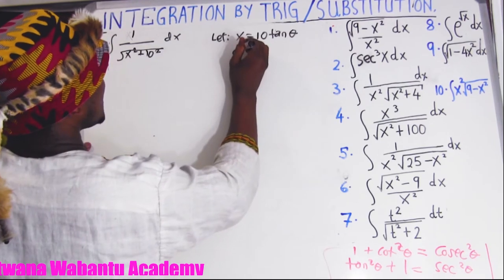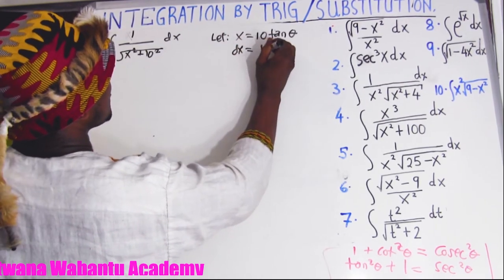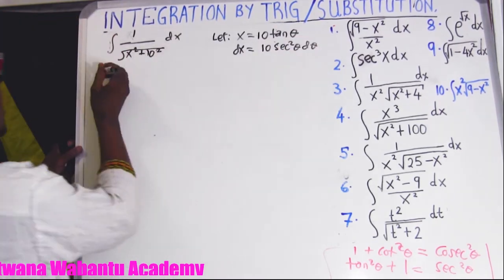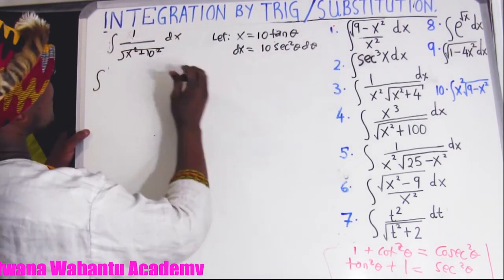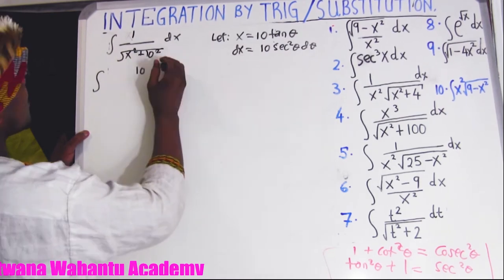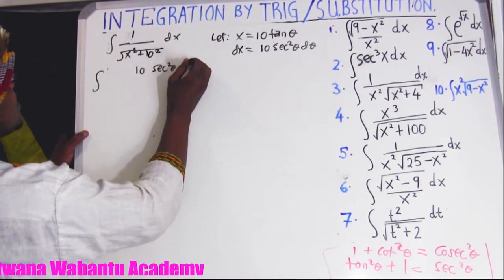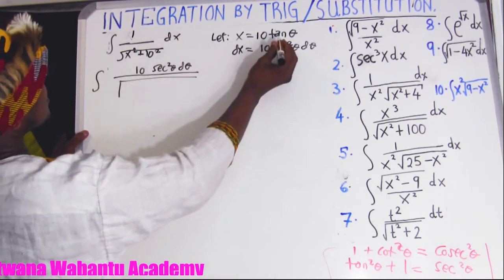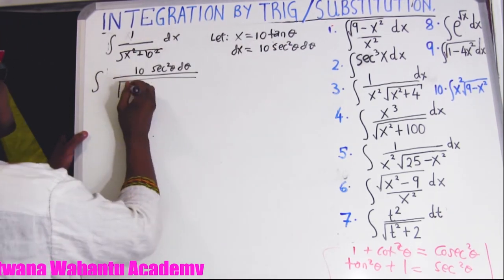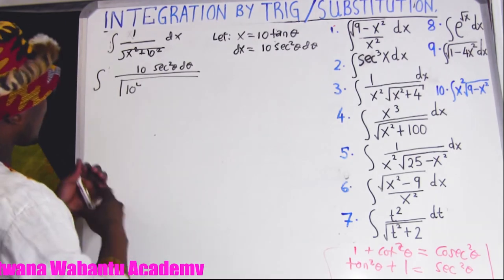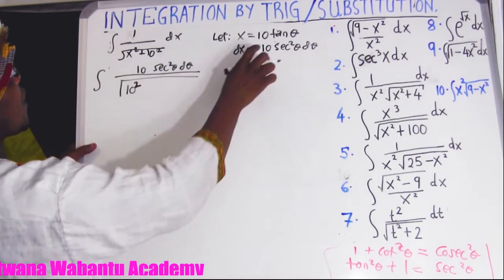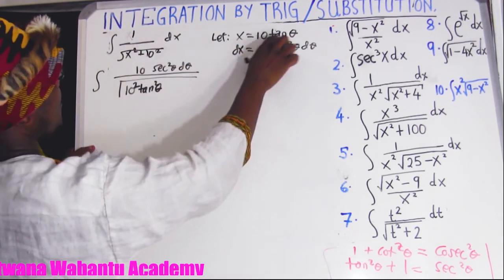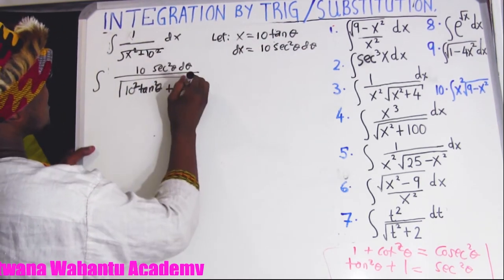So after you let it, differentiate, okay? When you differentiate tan, you get sec squared theta d theta. Replace everything: dx equals 10 sec squared theta d theta, over x squared, which is 10 tan squared, plus 10 squared, because you must square both.